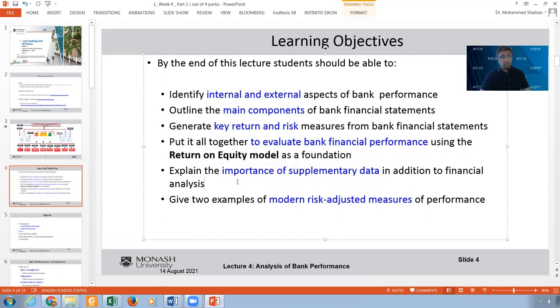And then we will talk about the importance of supplementary data. When you have a financial report, you will have the main data, which comes through the financial statements: income statement, balance sheet, retained earnings, and cash flow statements. But later on in any report, you will have so much information in the body of the report. That information is very important, especially when we talk about off-balance sheet risk. And then, as I told you, we'll talk about modern risk measures.